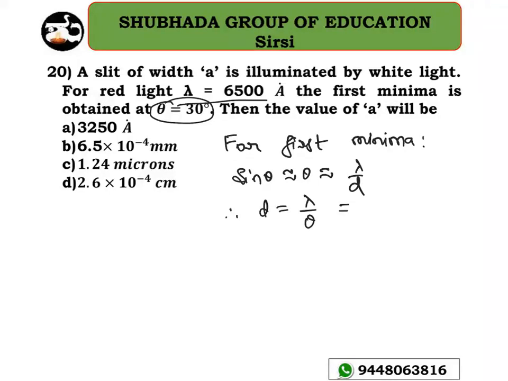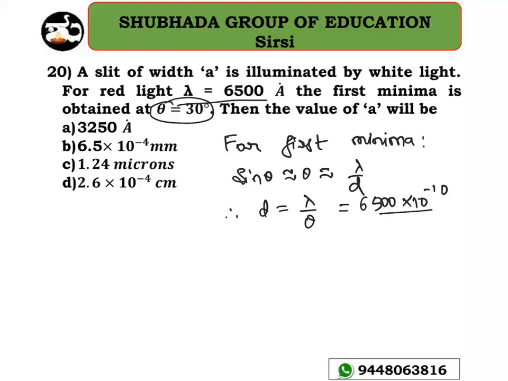Suppose if I simplify, the value for d is something like how much? 6500 into 10 to the power of minus 10, nanometer, right? Whether it is nano or angstrom, 6500 angstrom divided by theta. Theta is 30 degree, in the sense how much is it?